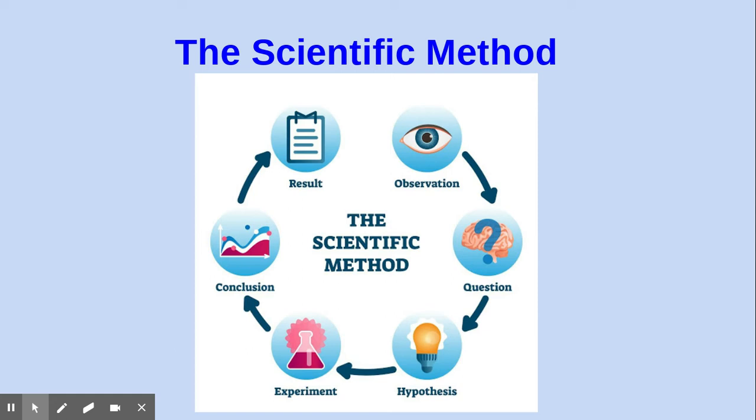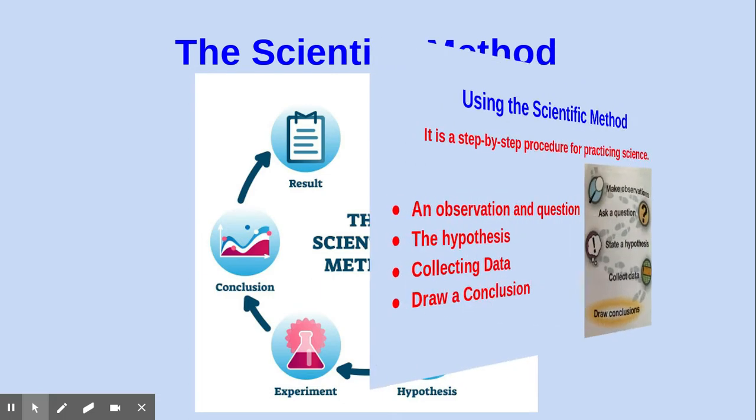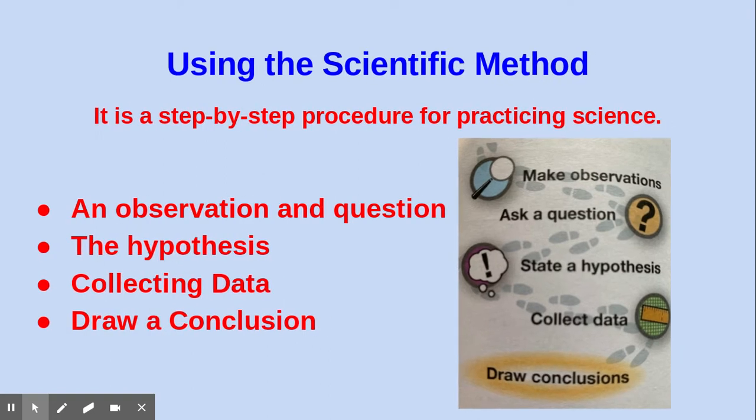Today, we're going to talk about using the scientific method. The scientific method is a step-by-step procedure for practicing science. This week, we will learn how to use the scientific method. The steps include an observation and question, the hypothesis, collecting data, and drawing a conclusion.